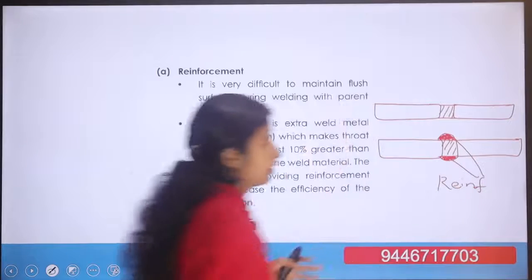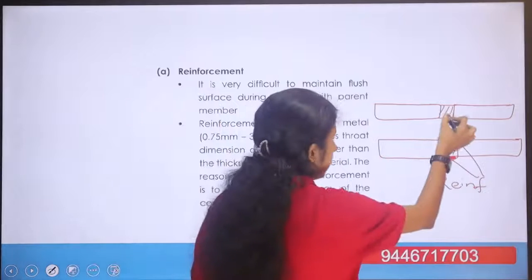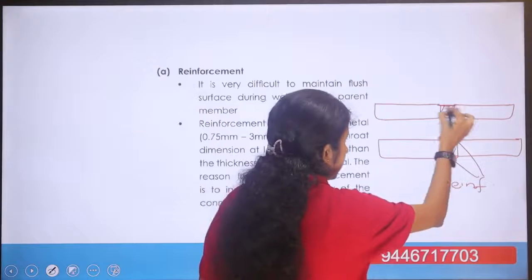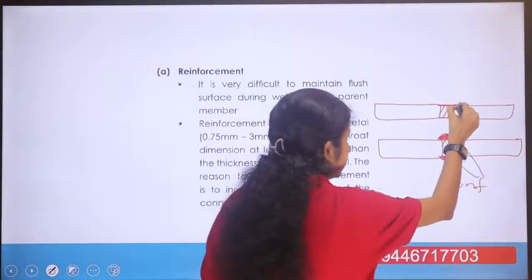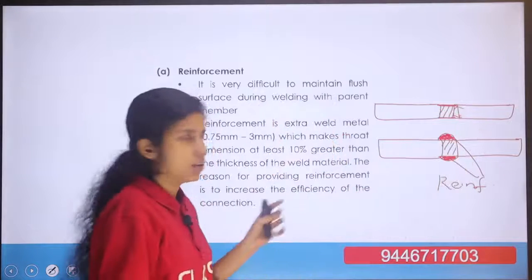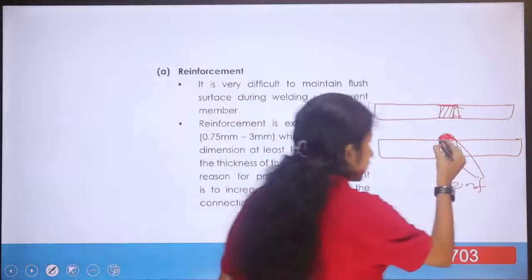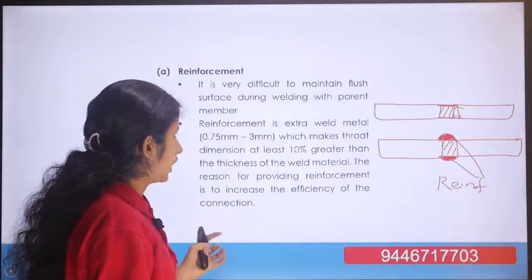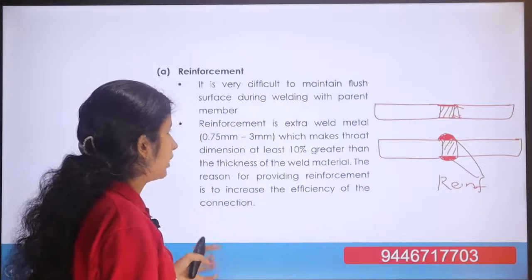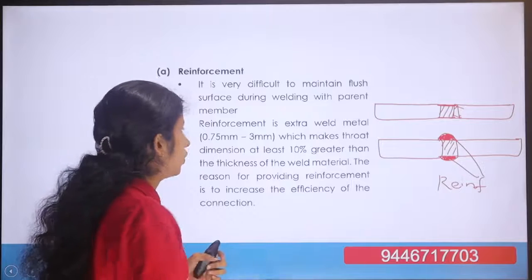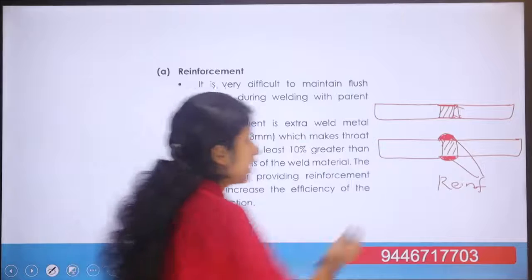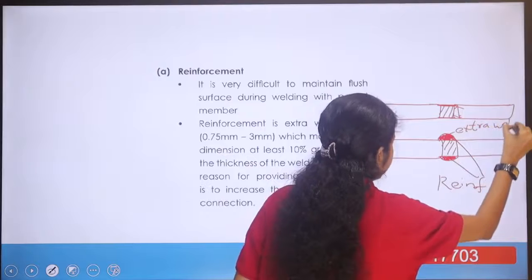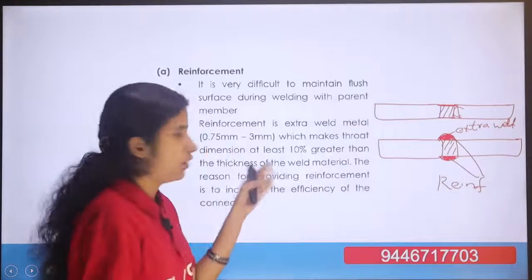Normally we do welding like this, connecting these two plates, so the thickness will be the same as that of the plate section. If you provide a projected section, it is known as reinforcement. It is very difficult to maintain a flush surface with the parent members during welding, and the reinforcement is extra weld metal.